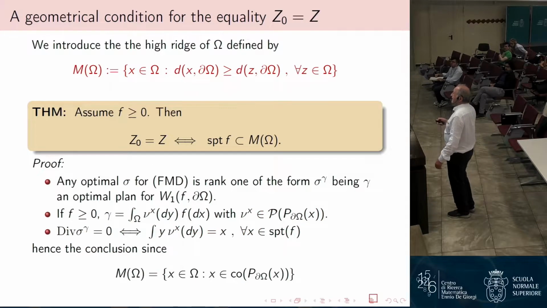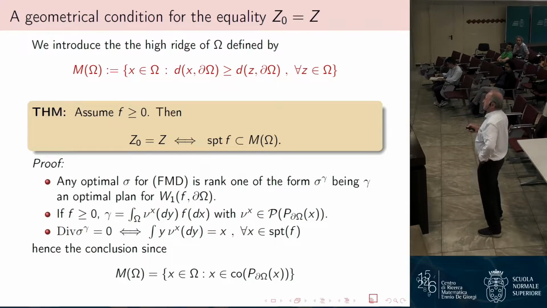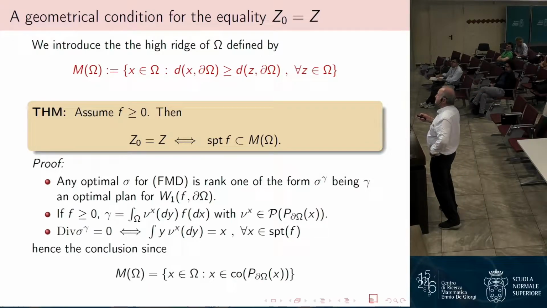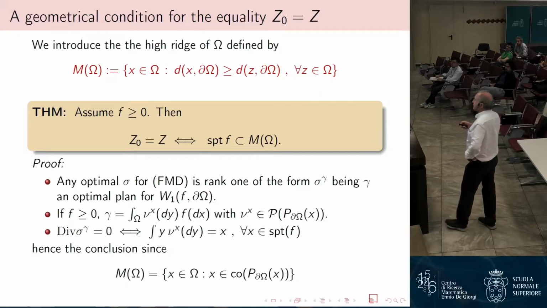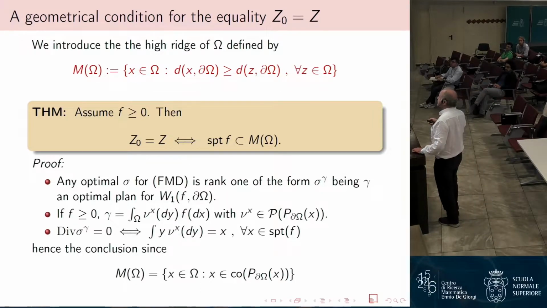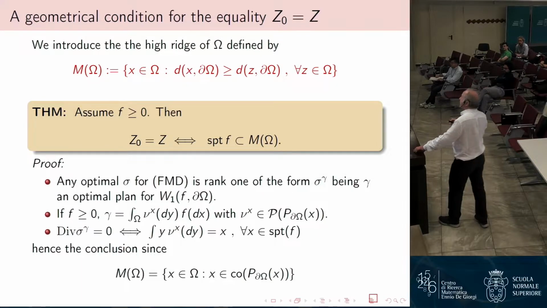Now there is an equivalence theorem, which is very simple, which says that the free material design problem and the divergence-free problem are equivalent if and only if f is supported on the high ridge of omega, that is the set of points in omega whose distance to the boundary is maximal. It is called the high ridge.